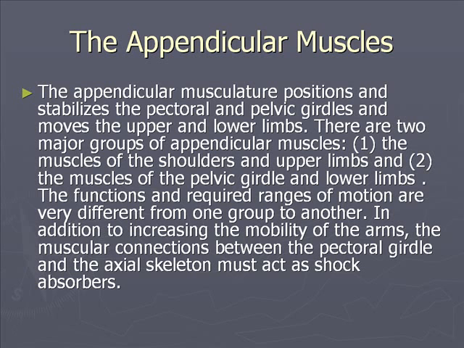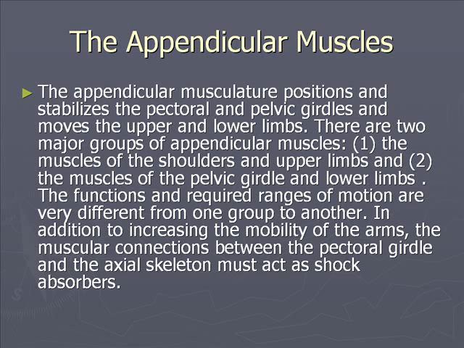So now the appendicular muscles. Appendicular muscles, these are muscles of positions. They stabilize the pectoral and the pelvic girdle and move the upper and lower limbs. There are two major groups of appendicular muscles, muscles of the shoulder and upper limbs, and pelvic girdle and lower limbs. Functions require range of motion, very different from one group to another.